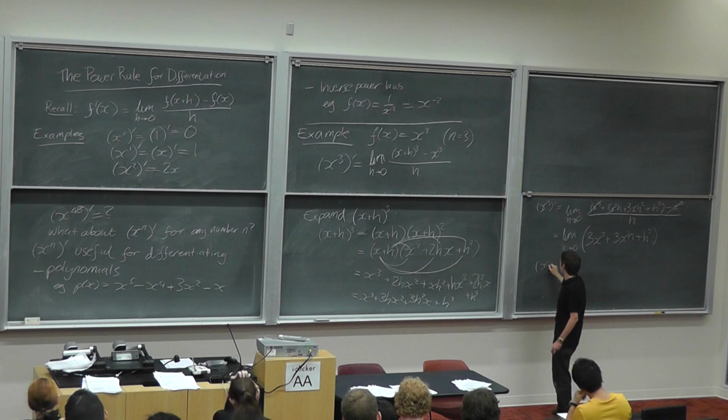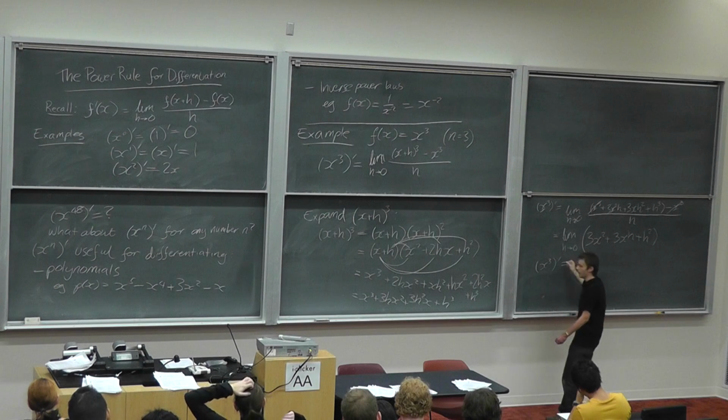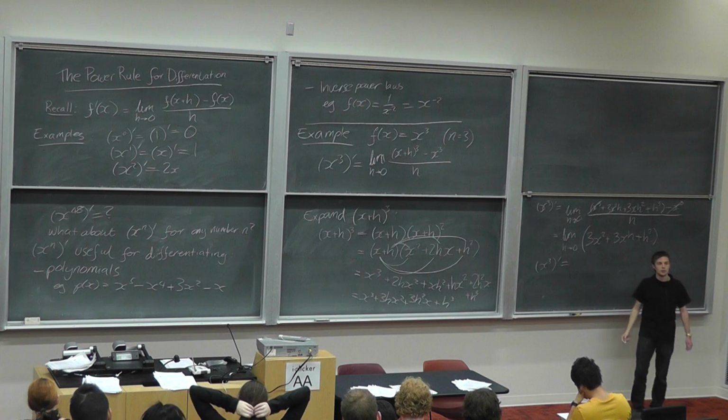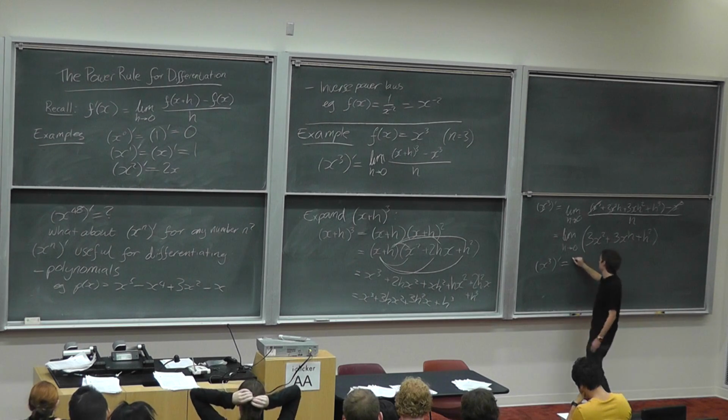So the derivative of x cubed is, someone shout it out, 3x squared.